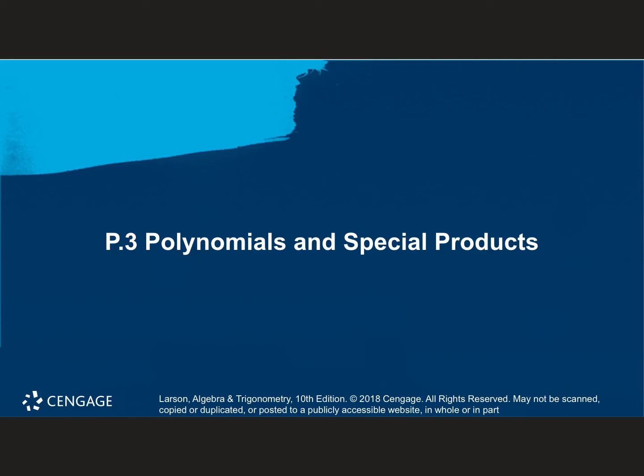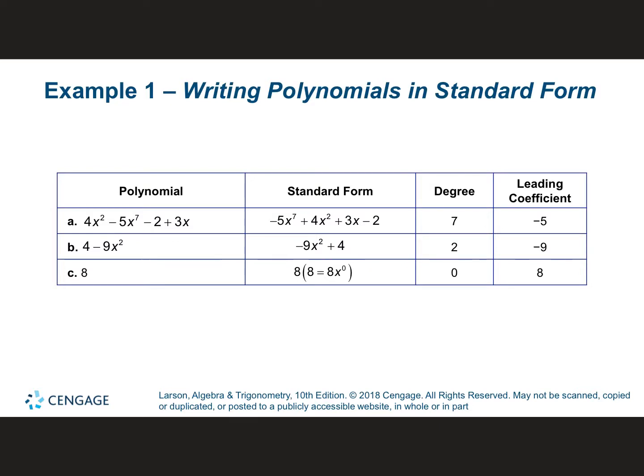Polynomials and special products. All right, we're going to talk about what a polynomial is, how to classify it, how to write it in standard form, and then we're going to talk about adding, subtracting, multiplying, and combining like terms. All right, so when we look at this first slide, it says writing polynomials in standard form. Standard form means you write your exponents in descending order, right? We're talking right now about when your polynomial has the same variable, all right?